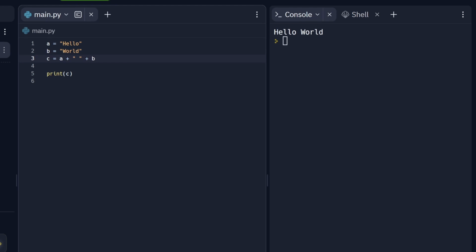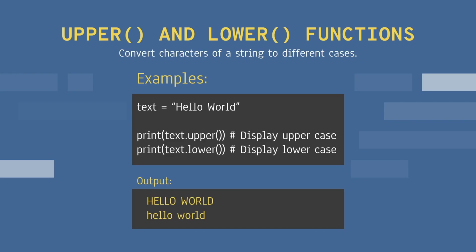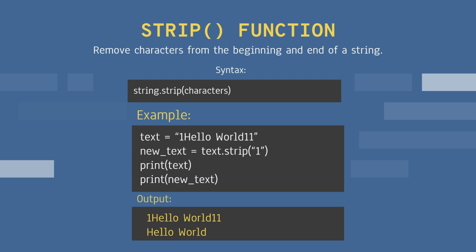Another thing we can do is use the upper and lower functions to change the case of the string. Upper makes the whole string uppercase, and lower makes the whole string lowercase. If we want to remove characters at the beginning and end of a string, we use the strip function. As you can see in this example, we are using the strip function to remove any ones at the beginning and end of the string, by specifying 1 as a parameter in the brackets. If we don't include any parameters in the brackets, the function removes white space by default.